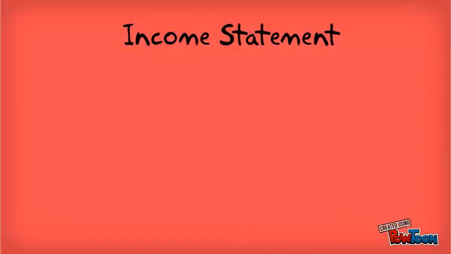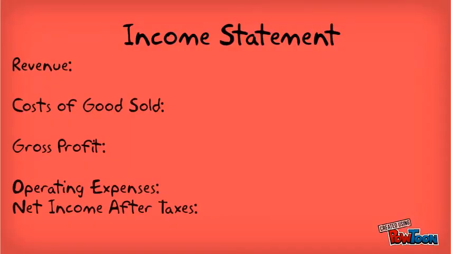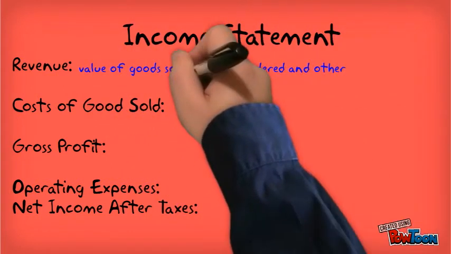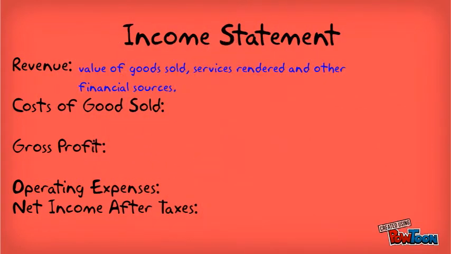Now we'll move on to the income statement. The income statement takes into account revenues, cost of goods sold, gross profit, operating expenses, and net income after taxes. Revenue is the value of what's received from goods sold, services rendered, and other financial services. So for the shoe company, the revenue would include all of the money made by the shoes being sold.